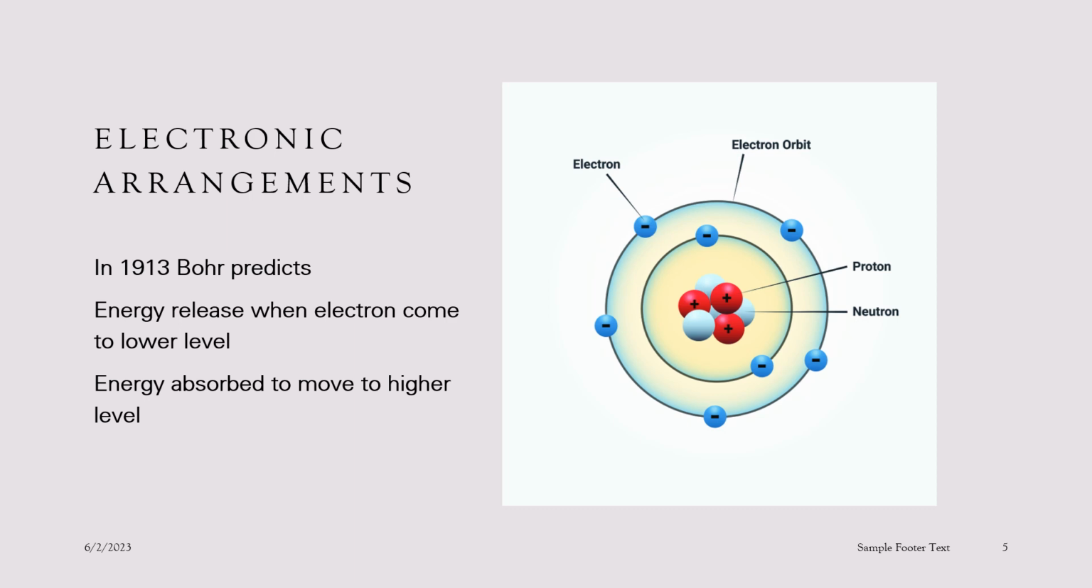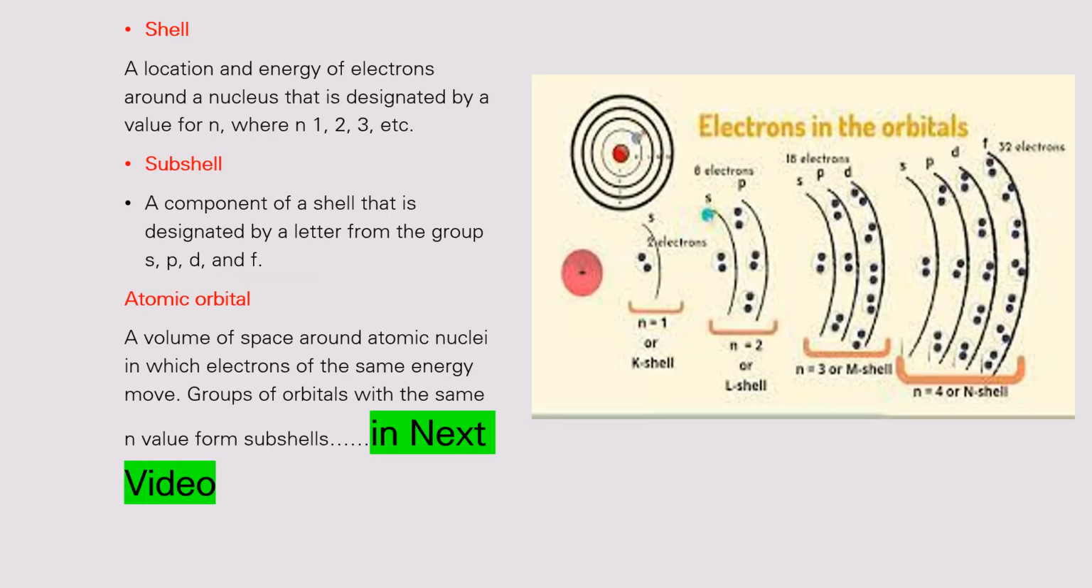In this manner, if the electron remains in its original orbital, it never loses or radiates any kind of energy. But if it moves to a higher level or comes to a lower level, then it definitely gains or loses energy. Moving to the next, the definitions.